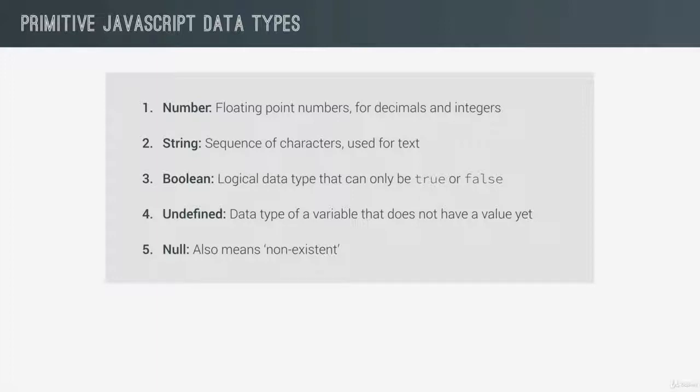Alright, and the next one is a bit more difficult to understand. So basically, undefined is the data type that is automatically assigned to a variable that doesn't have a value yet. Sounds a bit more complicated than it actually is, and don't worry, I'm going to show it to you a bit later, of course.